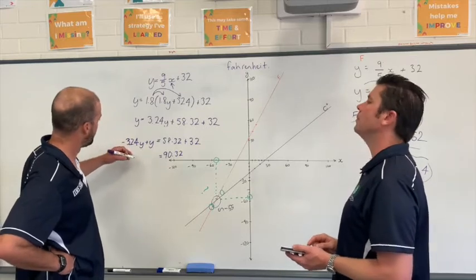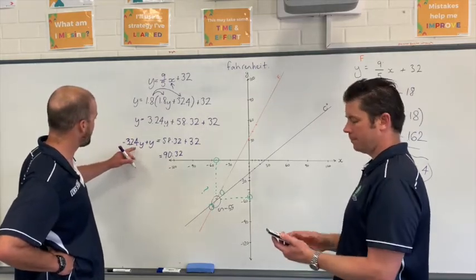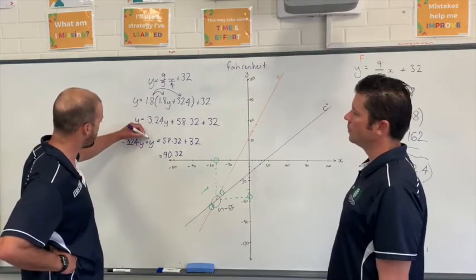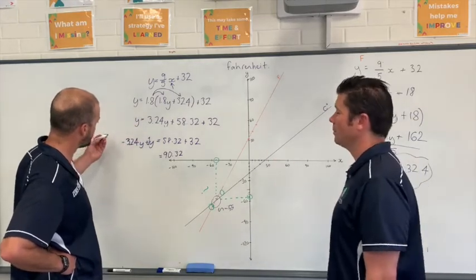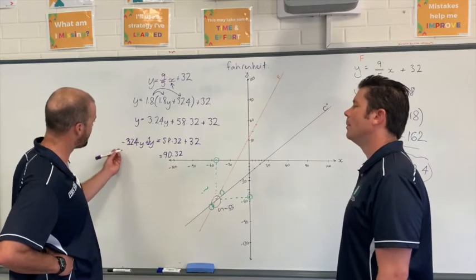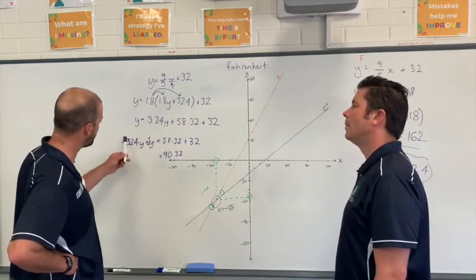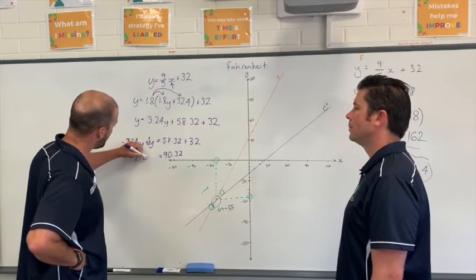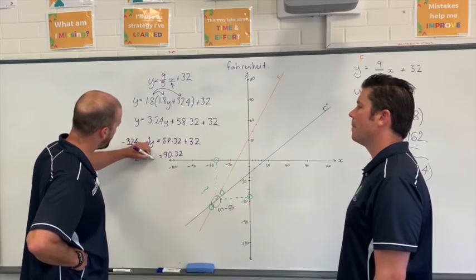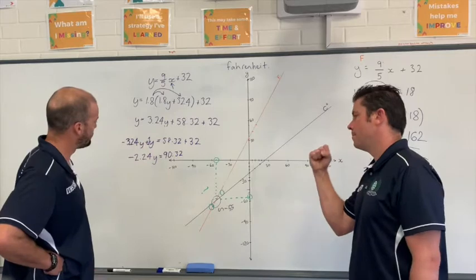Minus 2.24. Think about it as an easy way: think about it as 1y. There's a 1 in front. You can't see it, but it's there. So you're at minus 3.24 on your number line, you go back one spot to give you minus 2.24y.